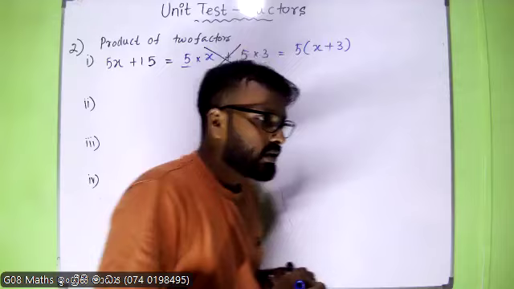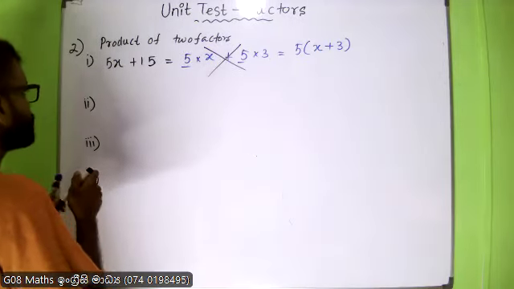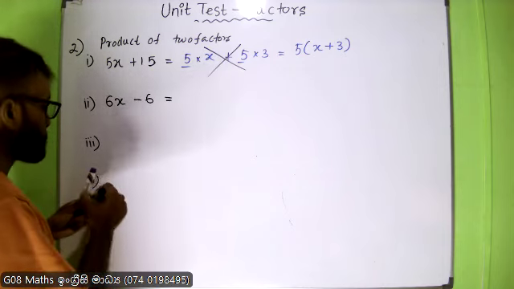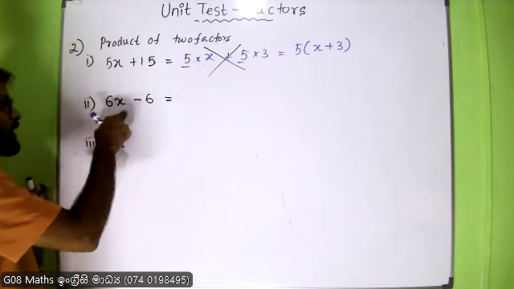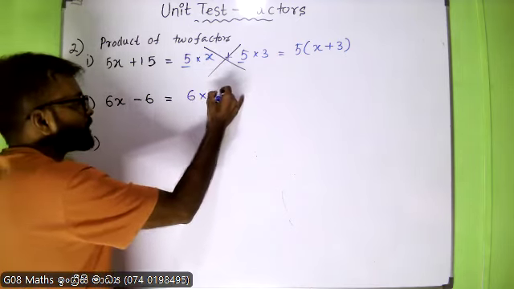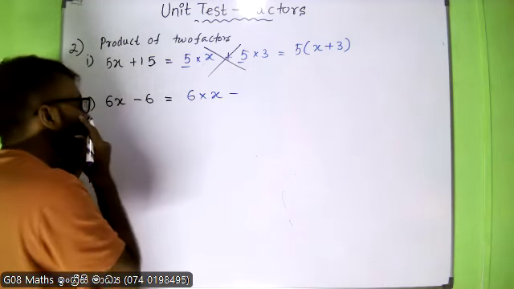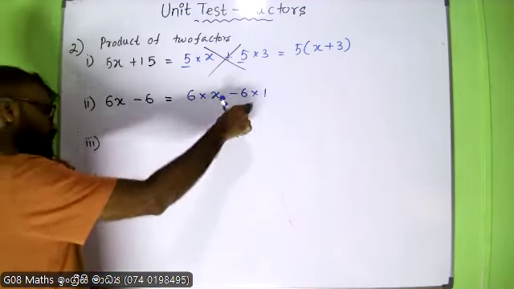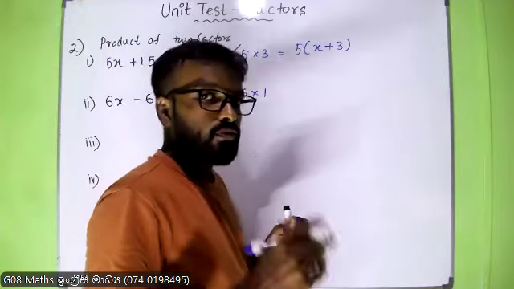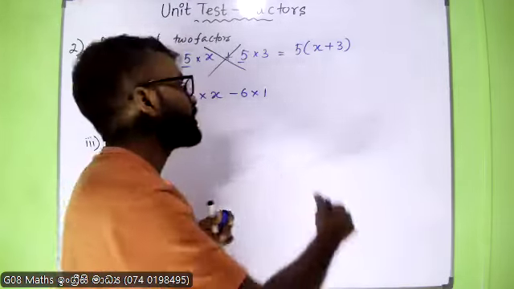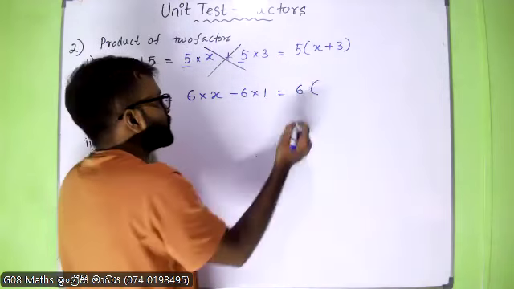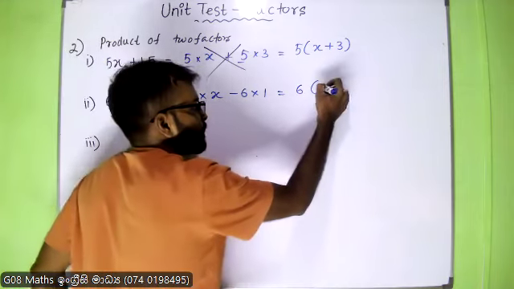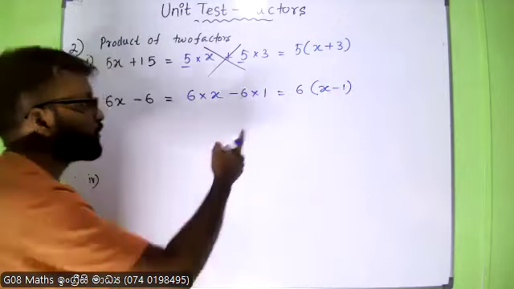Second one, 6x minus 6. I can write 6x as 6 multiplied by x, and here the negative sign, and 6 as 6 multiplied by 1. So for both of them, 6 is the common factor. Very easy. If you take this 6 out from the bracket, what are the remaining terms? x minus 1.